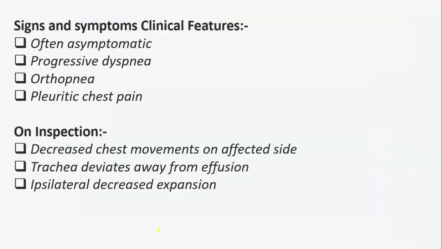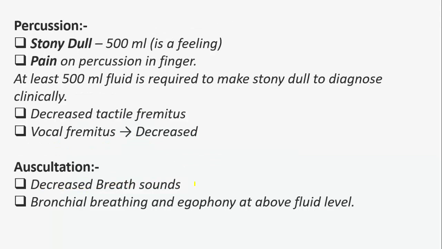Signs and symptoms. What are the clinical features? Often it is asymptomatic, but there is progressive dyspnea, orthopnea, pleuritic chest pain. On inspection, we can see decreased chest movements on the affected side and the trachea deviates away from the effusion, and ipsilateral decreased chest expansion.